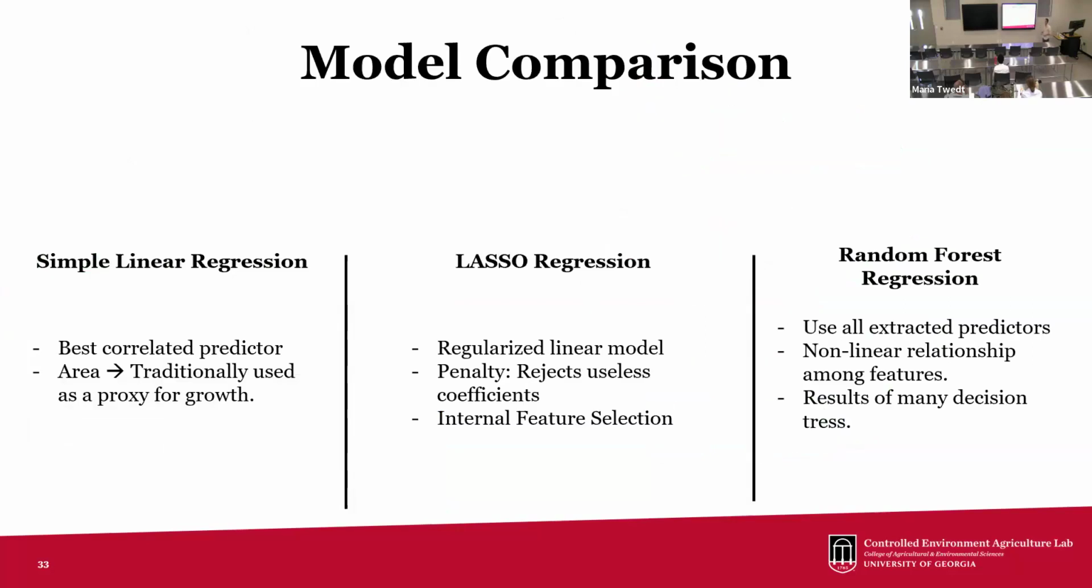Now, the model comparison. For the sake of comparison, we went ahead and worked with a simple linear regression model at the beginning by choosing the best correlated parameter that we thought might be the area in pixels from all the geometric information we extracted. Then a lasso regression, which is still a linear regression approach, but it's regularized, meaning that we are adding a penalty that rejects useless coefficients from all the variables that we use. Finally, we chose a random forest regression approach to account for those nonlinear relationships that we could find among all the 12 parameters that we used. And we compared all the three models on how they perform in each harvest round. So basically, one model per harvest round, and for each of the responses we tried to predict.